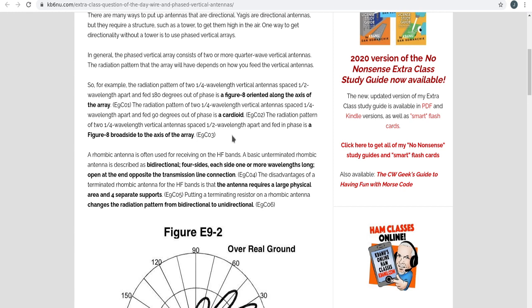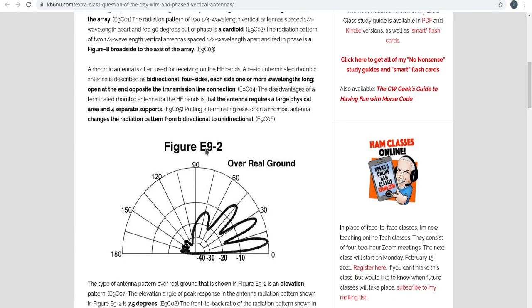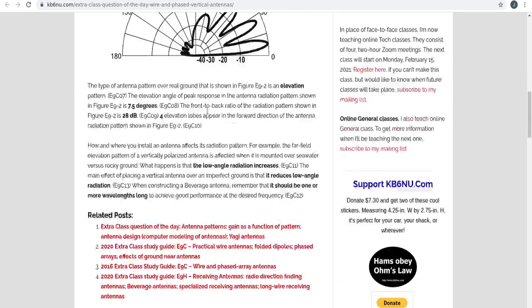Is that the radiation pattern below? No, this is E9 2, and they're looking for E9.